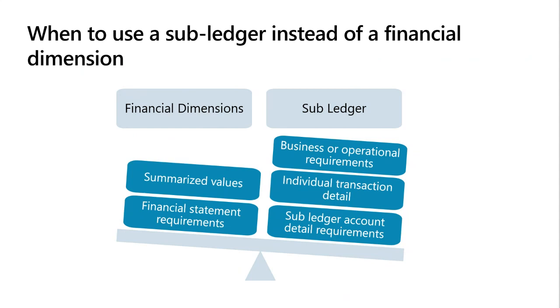For example, a customization to put the sales order number directly in the general ledger table is no better than having a financial dimension for the sales order number, and both of these options are not recommended.